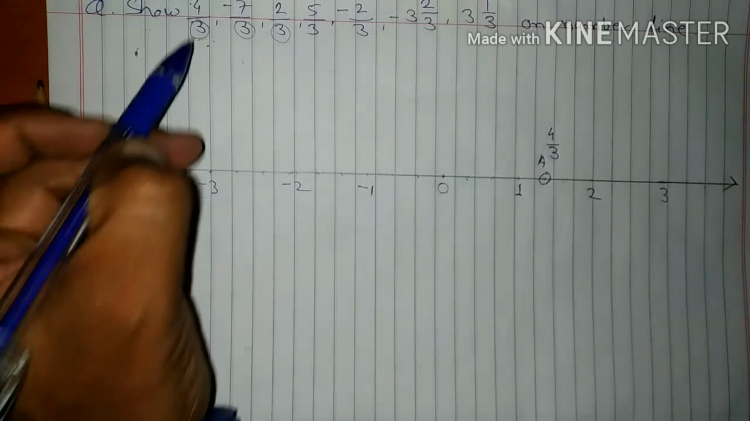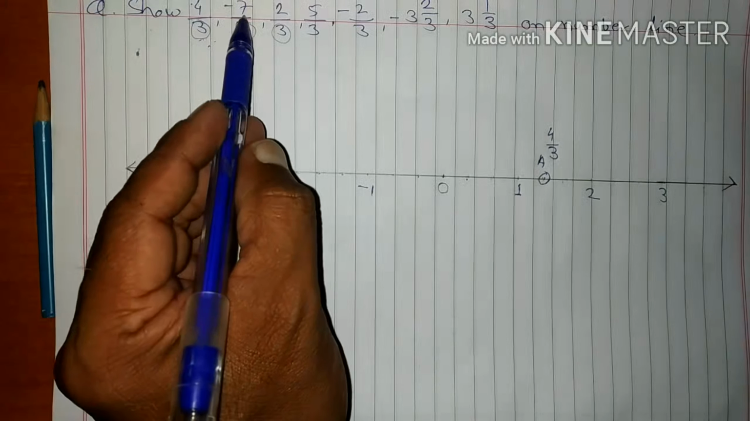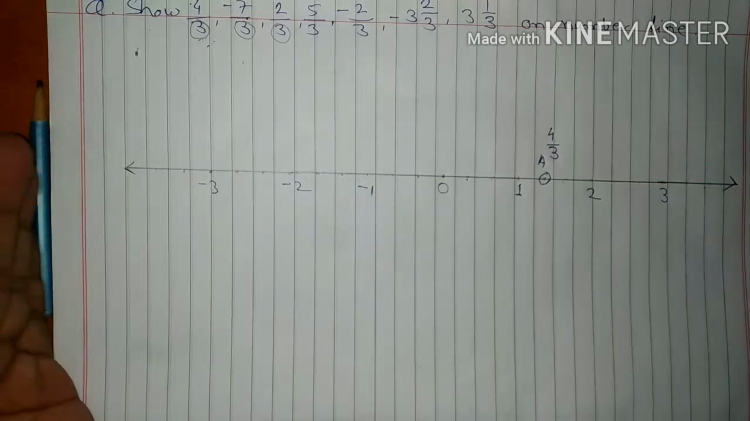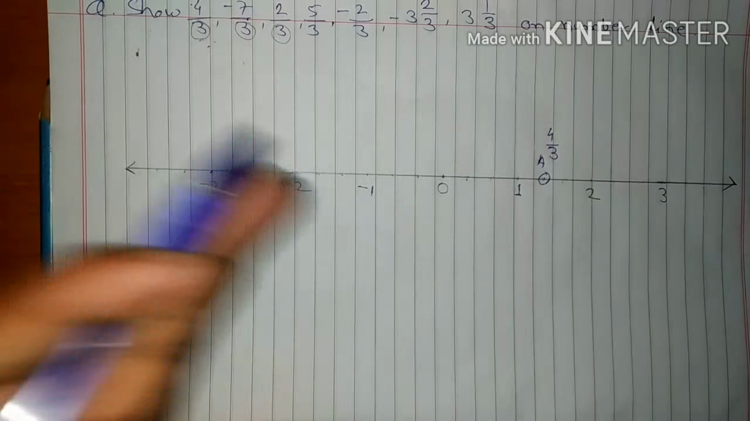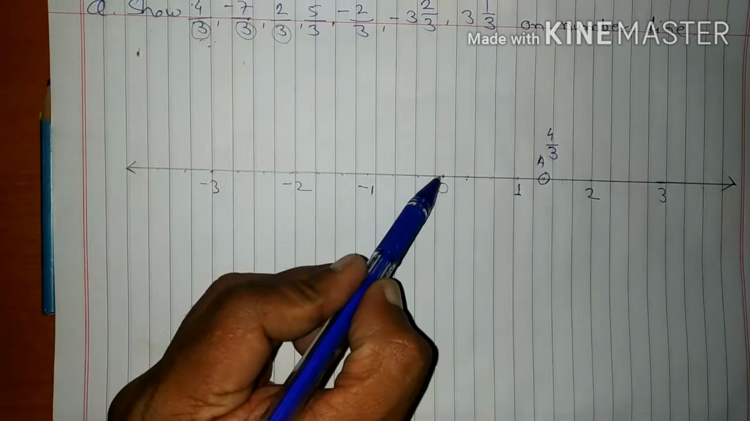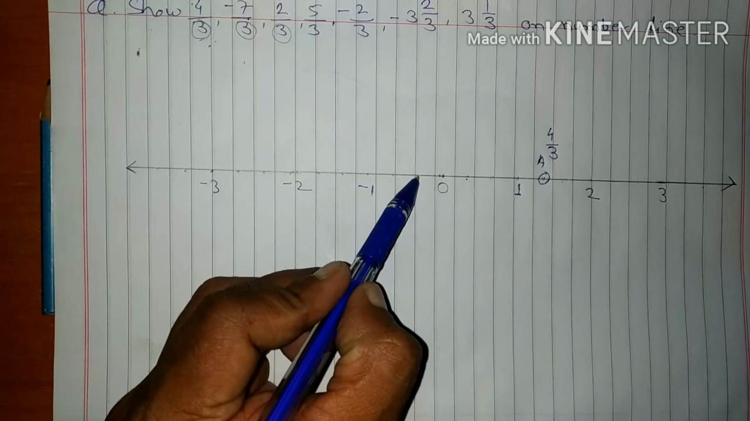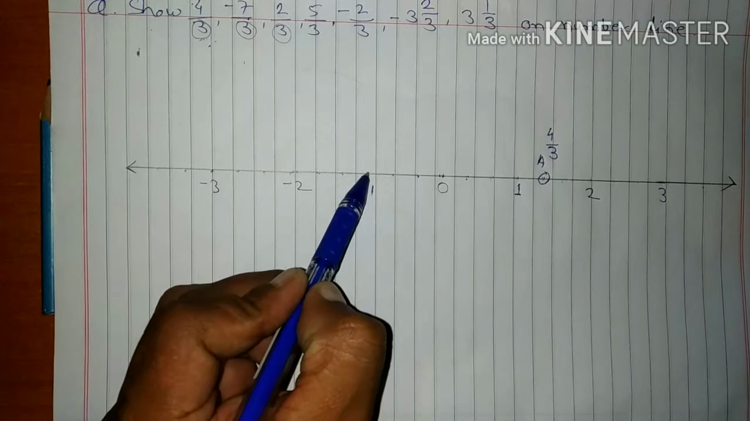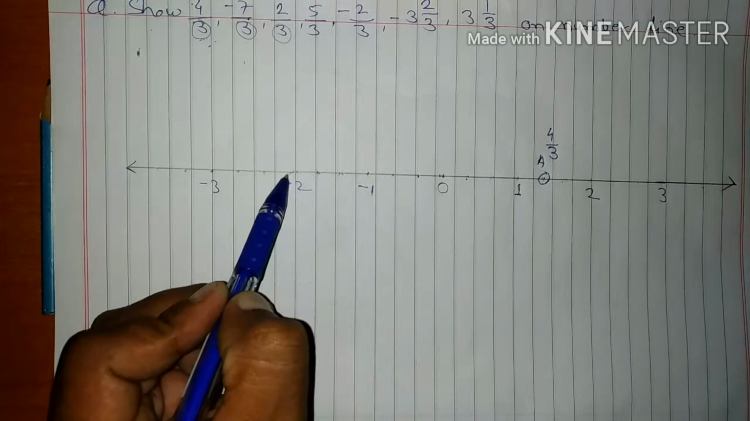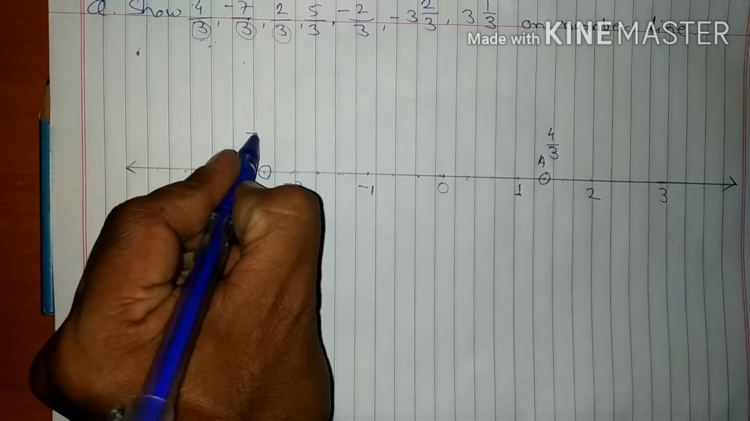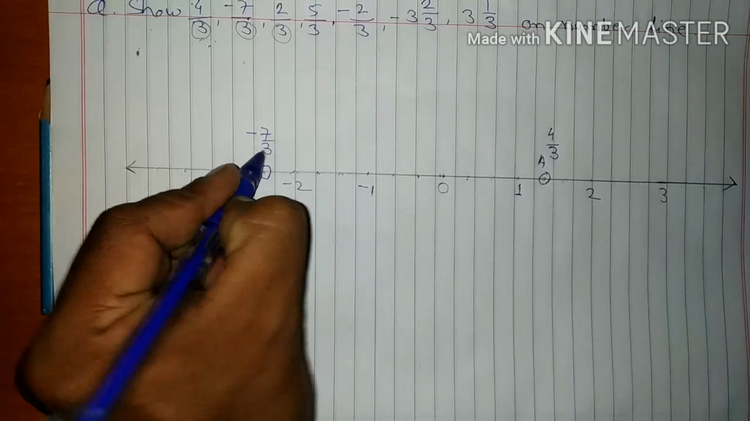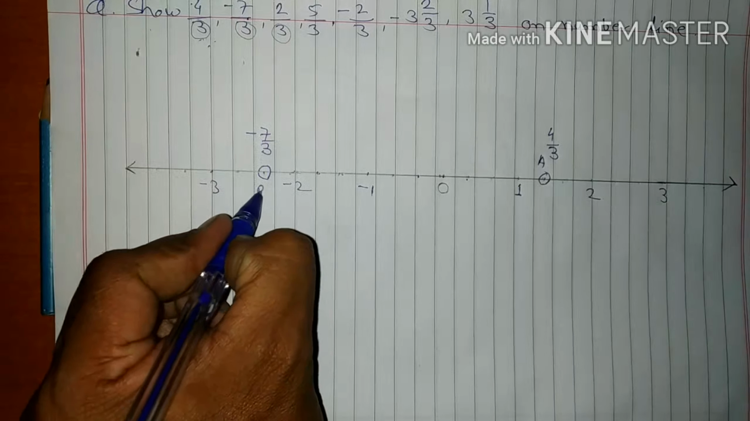Okay students, next is minus 7 upon 3. Number is negative, so we have to move towards negative side. Numerator is 7, so we have to show seventh part. So from 0, this is 0, this is 1, 2, 3, 4, 5, 6, 7. This is nothing but minus 7 upon 3. Let us call it B.